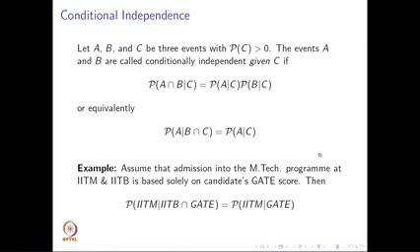Let us consider an example. Assume that admission into the MTech program at IIT Madras and IIT Bombay is based solely on candidates' GATE score. Then, probability of admission into IIT Madras, given knowledge of the candidate's admission status in IIT Bombay as well as the candidate's GATE score, is equivalent to the probability calculated simply knowing the candidate's GATE score. Thus, knowing the status of the candidate's admission into IIT Bombay does not provide any extra information. Hence, since the condition is satisfied, we can say that admission into the program at IIT Madras and admission into the program at IIT Bombay are independent events given knowledge of the candidate's GATE score.